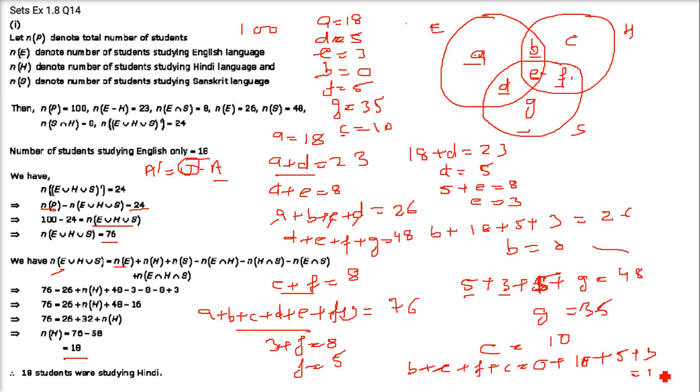So 10 plus 5 plus 3 is 18. So the number of Hindi students is 18. This is how we found out. So this is one method, this is another method, whichever way you want to do.